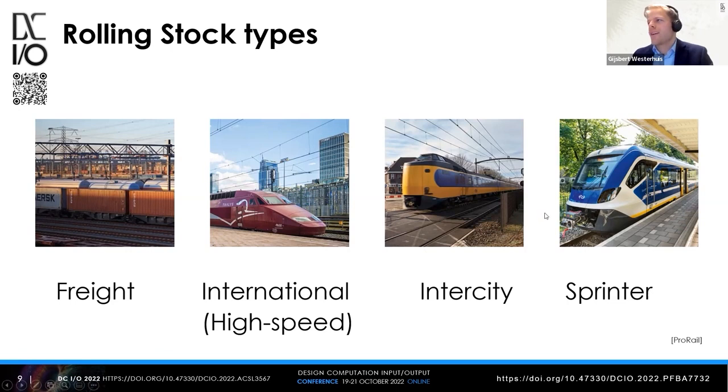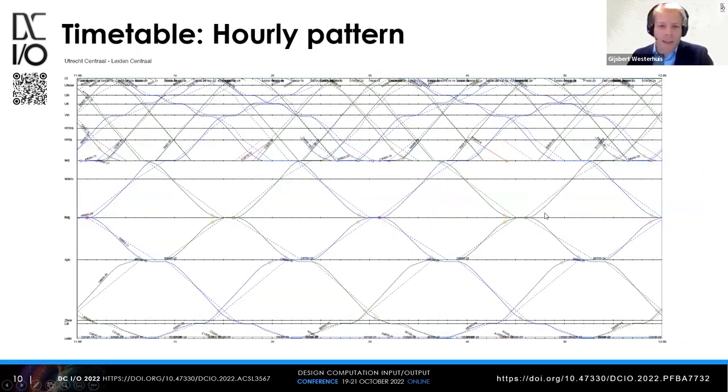Also, this is an hourly pattern. You see here in blue the sprinters, in green the intercities, in red freight, and there is currently no international transport within this graph. This is a rather complex graph, but it's also rather an easy graph. You see it's between Utrecht and Leiden, which are two cities within the Netherlands.